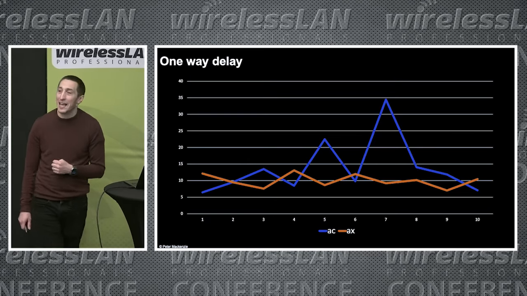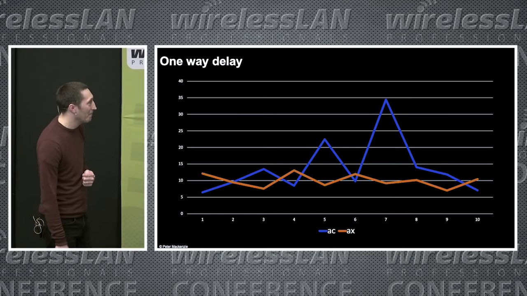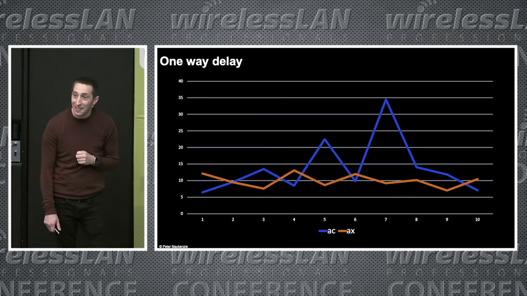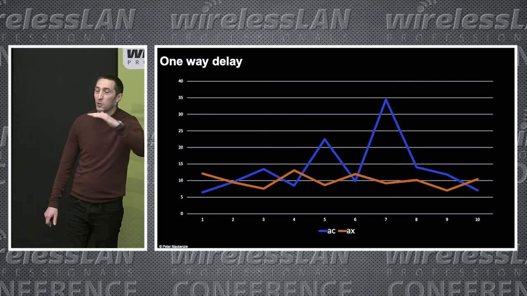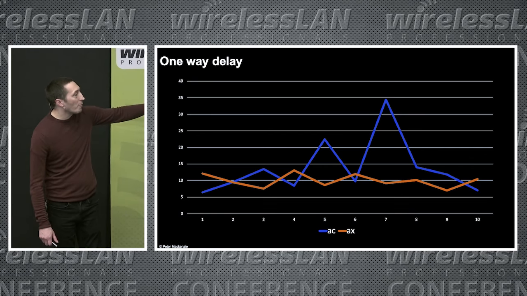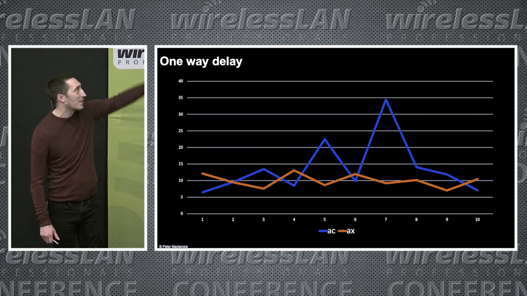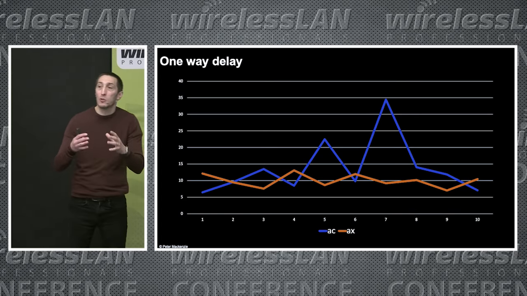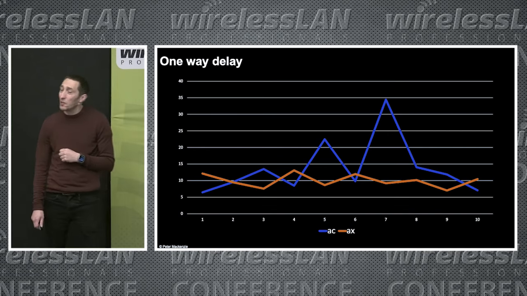What about one-way delay? Now, one-way delay I thought was a bit more interesting. If we look at the orange line, which is AX, it feels like it's more consistent. Whereas, although the one-way delay could be quite good with AC, it sometimes spiked up much higher. I was getting results that weren't good, which I just were not getting with AX. So I was like, oh, that's interesting.